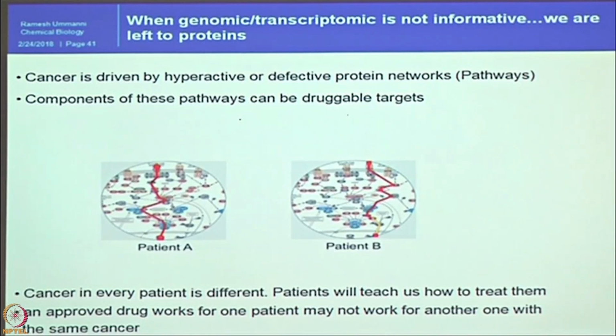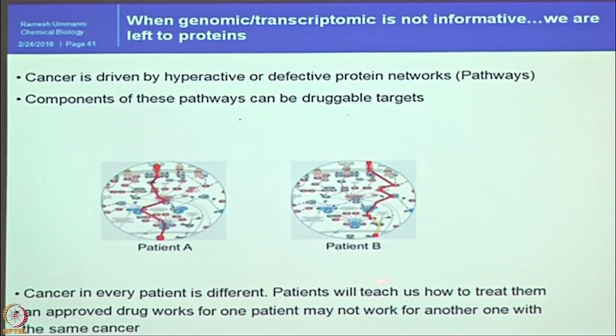When genomic and transcriptome data are not informative, we are left only with proteins. When doctors don't have any genomic or molecular diagnostic information, by analyzing the proteins they can decide what kind of drugs can be given to the patient. Cancer in every patient is different. Definitely patients will teach the doctors what kind of treatment they should receive.